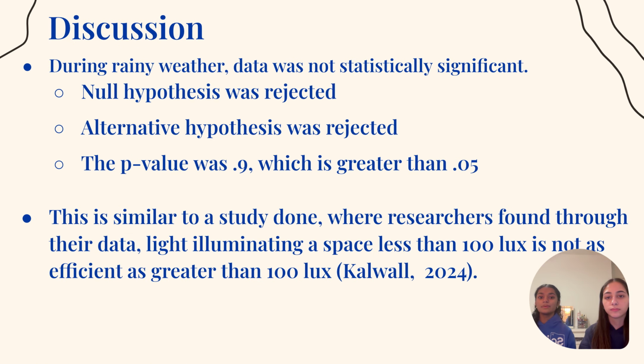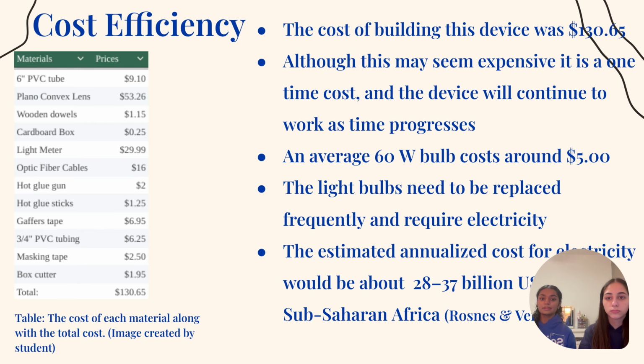During rainy weather, the data was not statistically significant. The null hypothesis was accepted and the alternative hypothesis was rejected. The p-value was 0.9, which is greater than 0.05. This is important as it is similar to a study where researchers found through their data that light illuminating a space at less than 100 lux is not as efficient as greater than 100 lux.